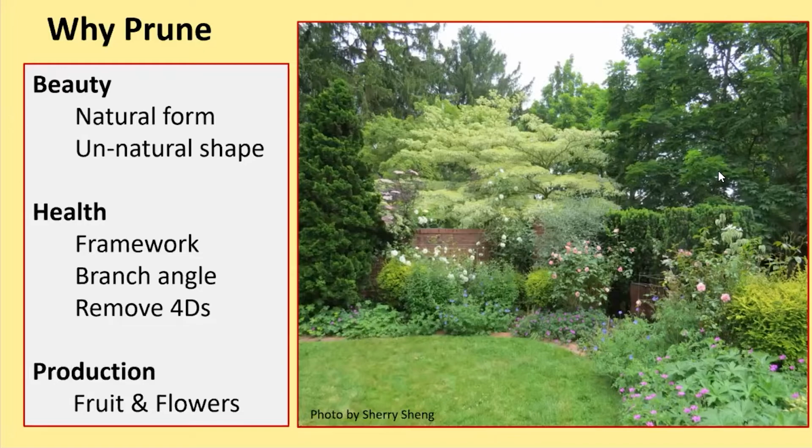supporting that natural form. Sometimes we prune, for example, in hedge or topiary, because we want something that's the opposite of natural. We want an unnatural shape to please our eyes. For example, with boxwood or yew. Often we're pruning for health. I had mentioned the 4 Ds: dead, disease, damage, or dysfunctional.